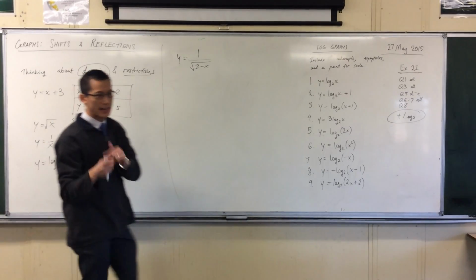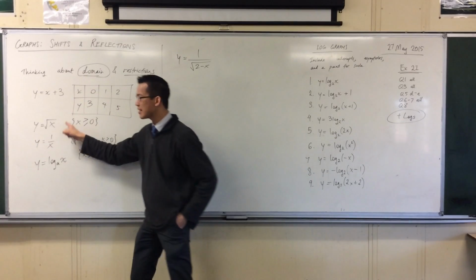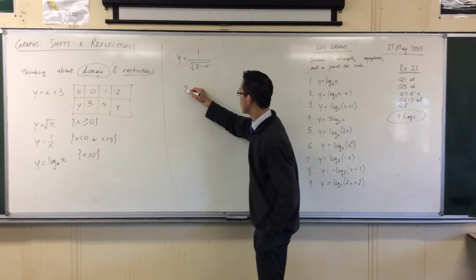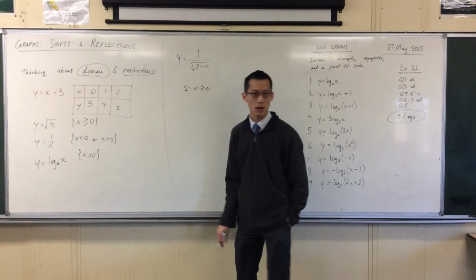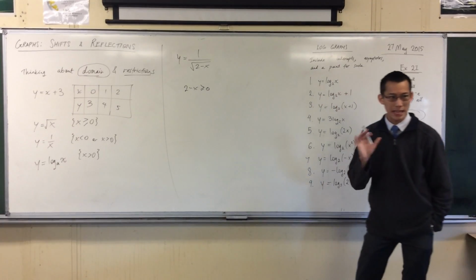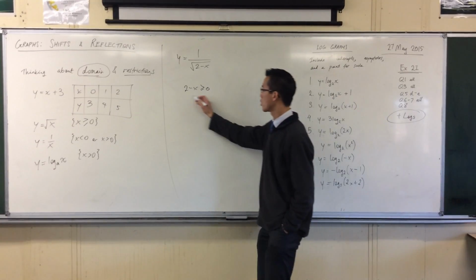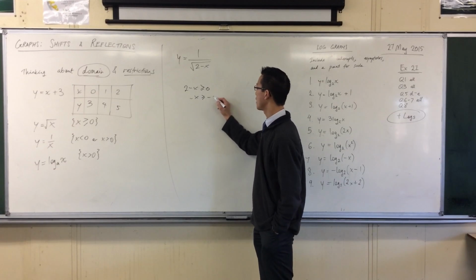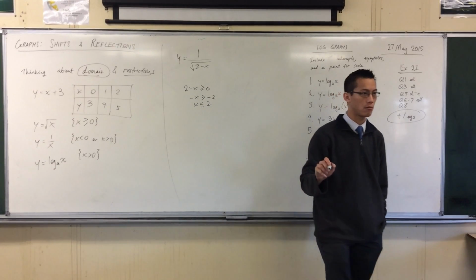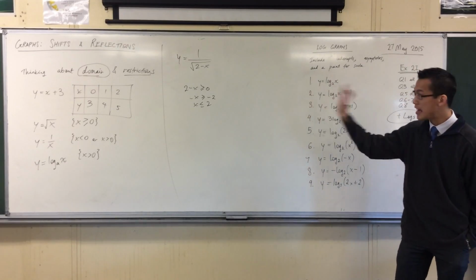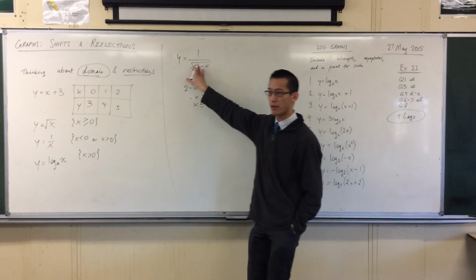So what I need is that what's underneath the square root, which is 2 minus x, must be greater than or equal to 0. Does that make sense? So that's just to take care of the square root. What you're getting here, if you move that negative 2 over and then you divide, is that. Are you happy with that? So there's the restriction according to the square root.